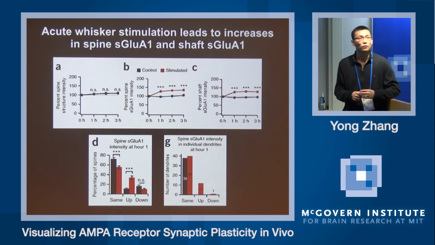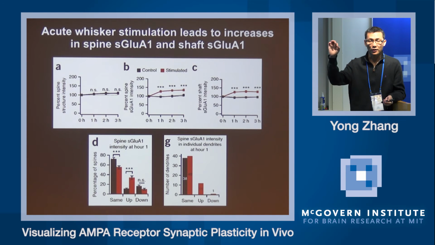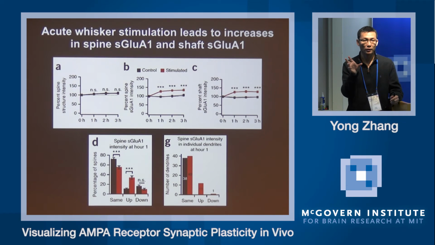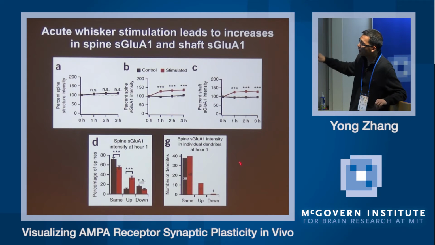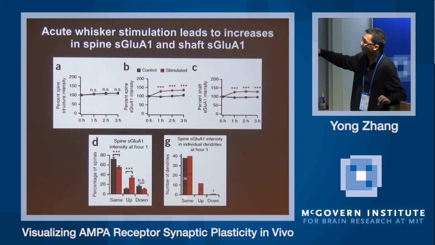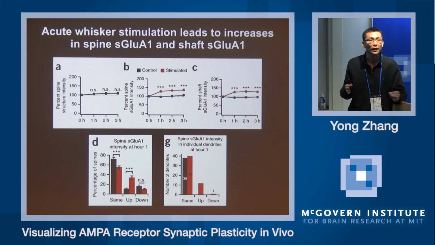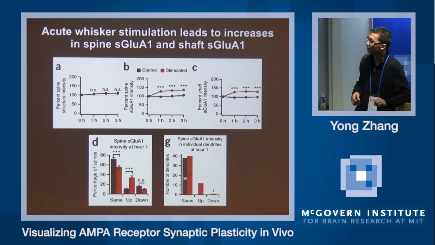This is also true when we look at the dendritic level. For this figure, for one dendritic segment, we average all the spines in that particular dendritic segment and then assign a number. Then we compare that number before and after whisker stimulation. For the stimulated group, we imaged about 52 dendritic segments, and only about 11 of them, about 20% of the dendrites, show an increase in their spine surface AMPA receptors after whisker stimulation.